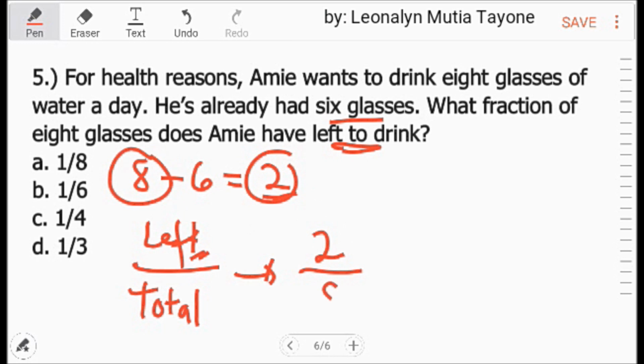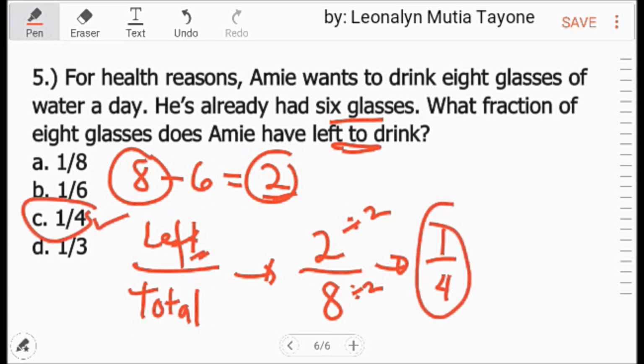Yung total ay 8. I-list natin yan by finding the greatest common factor na 2, which is 2. 2 divided by 2 is 1. 8 divided by 2 equals 4. So the answer here is letter C, 1/4.